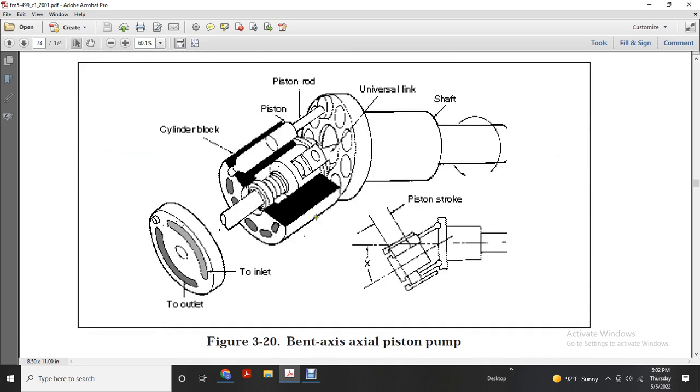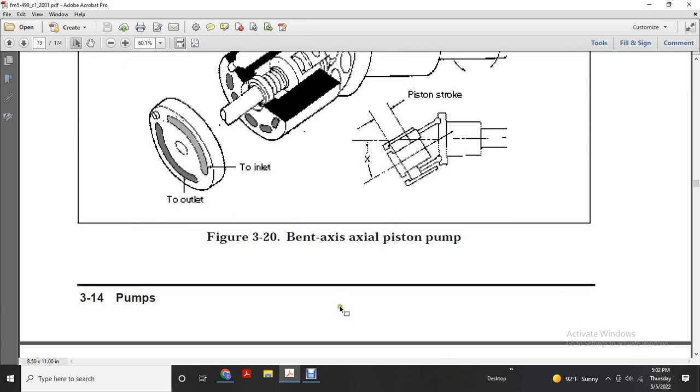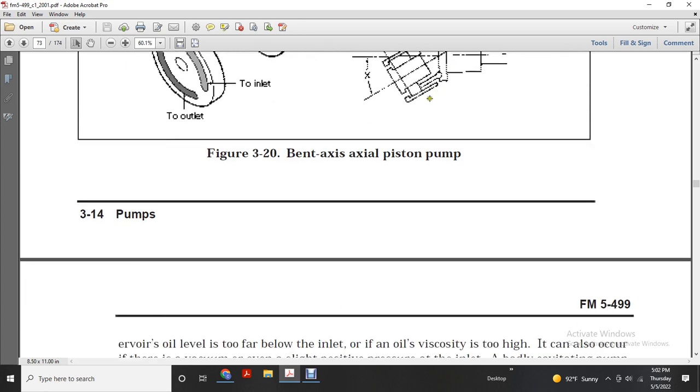Figure 3-20 shows a bent axis piston pump. It shows the shaft, the universal link, piston rod, piston, cylinder block, inlet, outlet, and piston stroke.